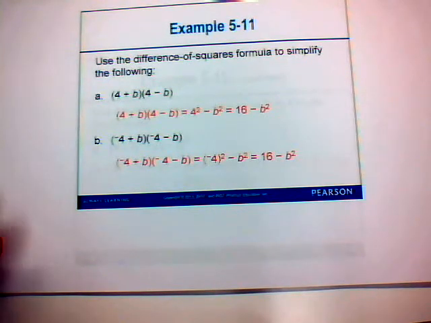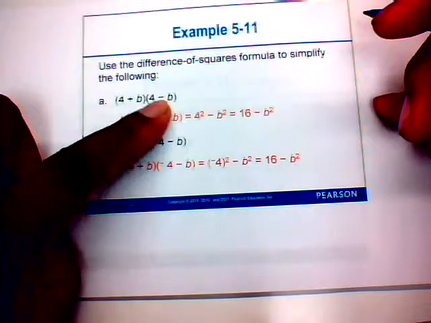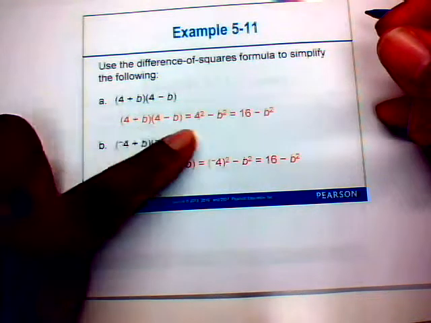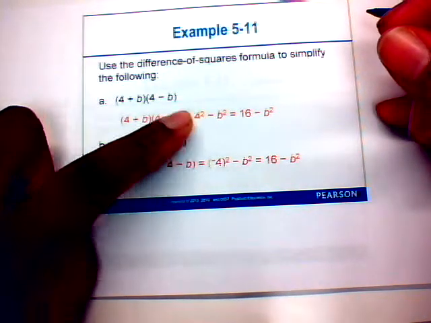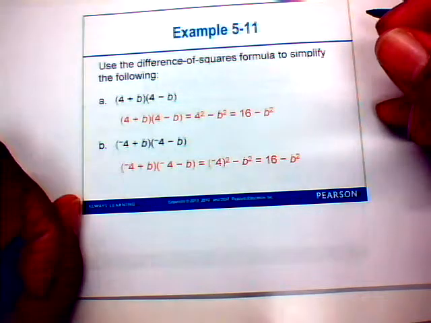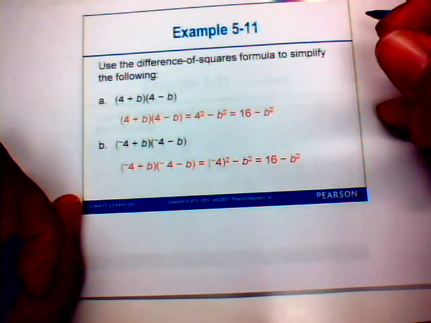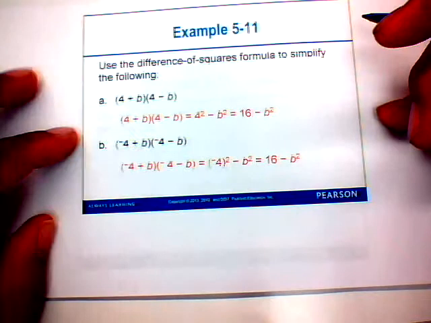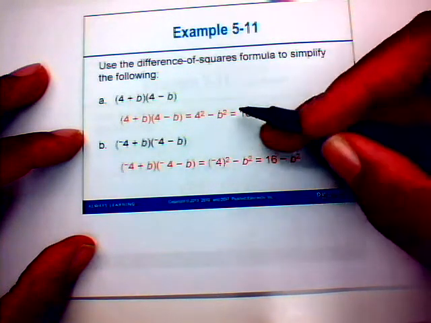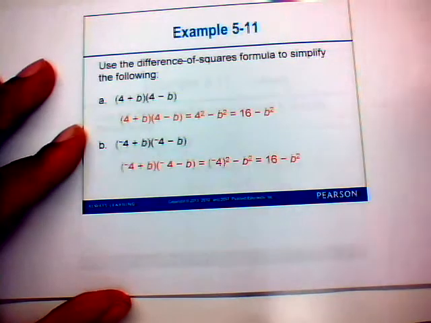In part A, you have 4 plus b times 4 minus b. Here we have the sum and the difference of the same two terms. So we square the first term, so that 4 is going to be squared. Then minus the square of the second term, which is b squared. 4 squared, or 4 times 4, is 16. So you have 16 minus b squared. And that's as far as we can go with that problem.